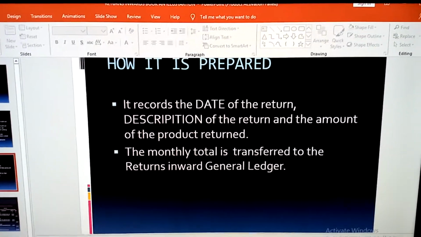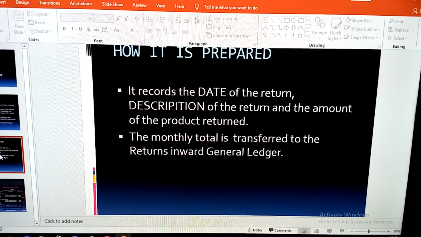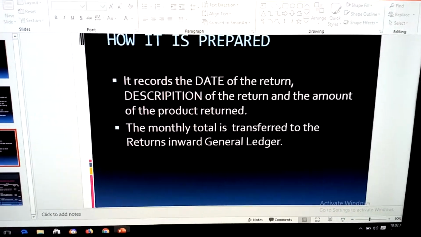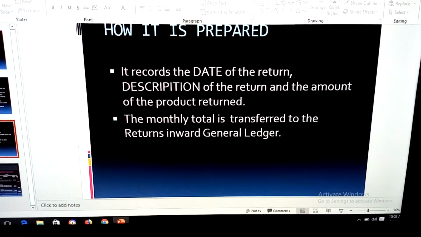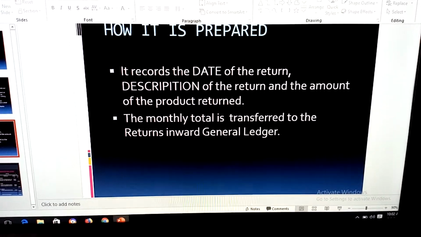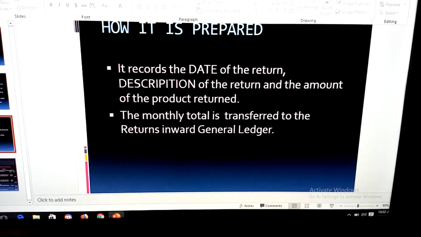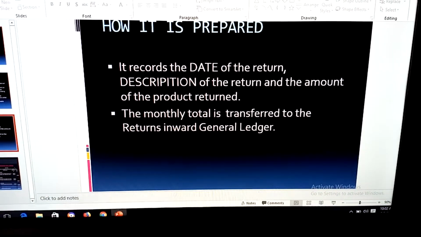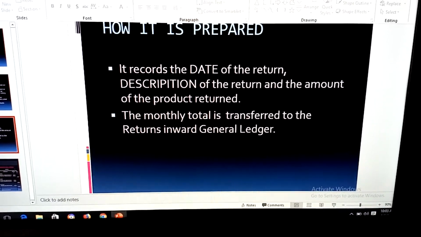Just like how we prepared the Sales Day Book, the Returns Inward Book also records the dates of the return, the description of the return made, and the amount of goods or product returned. The total monthly return is transferred to the Returns Inward General Ledger.